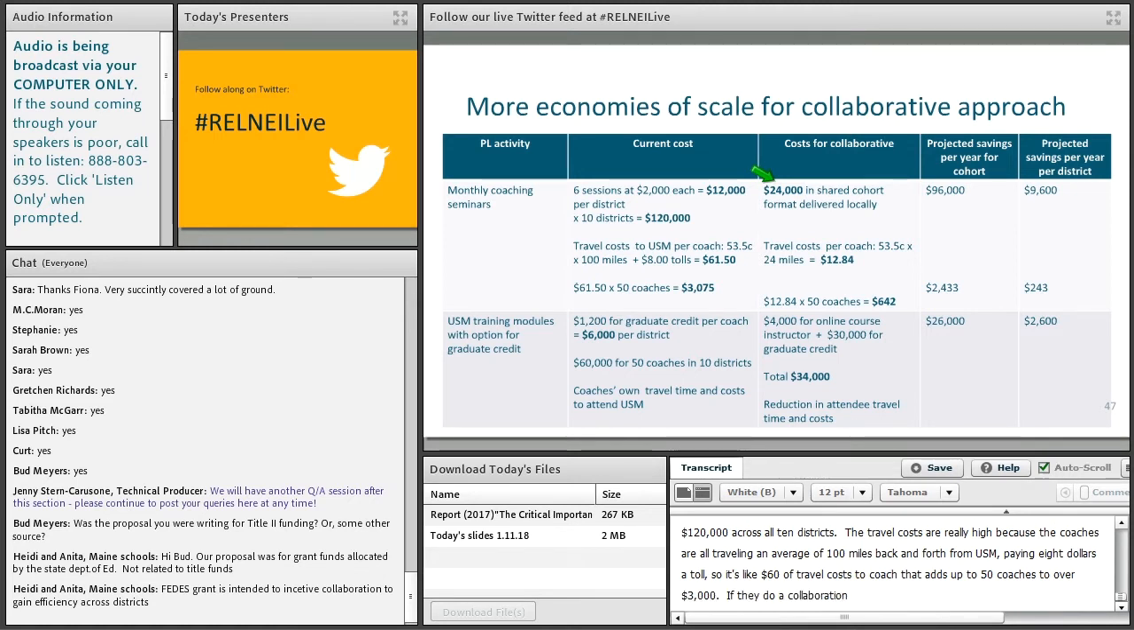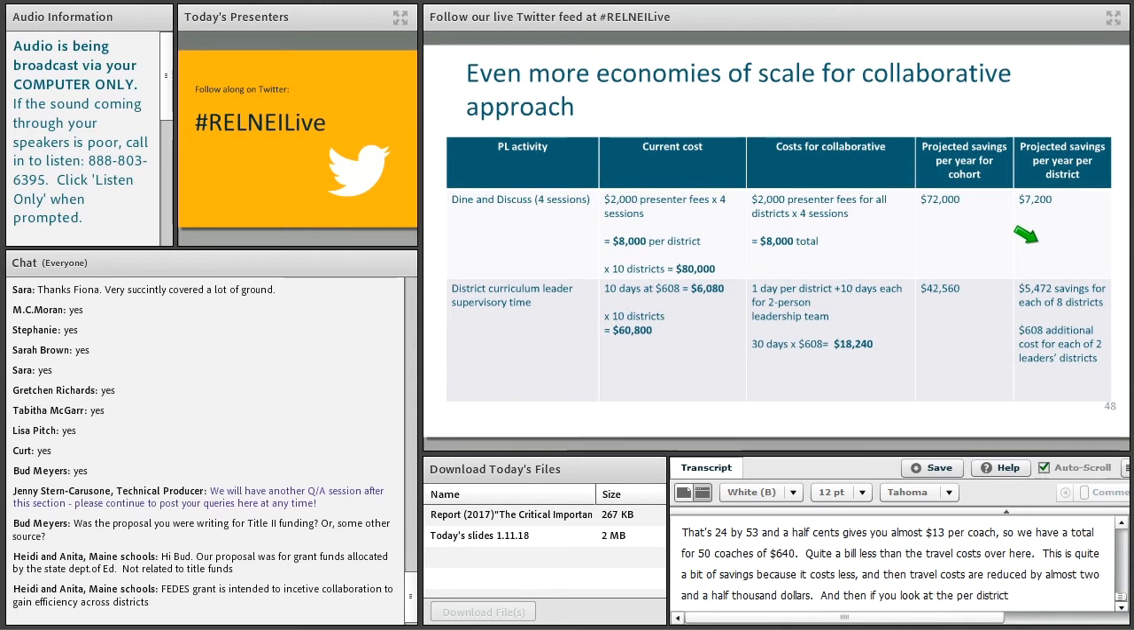If they do a collaboration, USM has agreed to come and deliver the seminars locally. So they're going to pay $24,000 for the shared cohort format. The travel costs are going to go down quite substantially because the teachers are traveling an average of 24 miles rather than 100, no toll. So it's just 24 by 53.5 cents, gives you almost $13 per coach. So we have a total for 50 coaches of $640, quite a bit less than the travel costs over here. So this is where the big savings are, because the session itself costs $96,000 less, and travel costs are reduced by almost $2,500. And then if you look at the per district amounts, they are just a tenth of that.